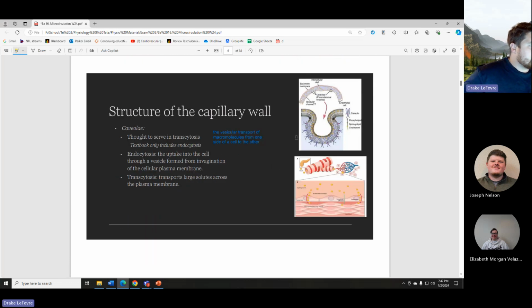Just some more about the structure. The caveolae, these little cave-like structures there, they're thought to serve in transcytosis. Transcytosis is the transport of macromolecules from one side of a cell to the other. So think like the cell can kind of take something in here and it'll close off and float to the other side, and then do exocytosis to let it through the other side.